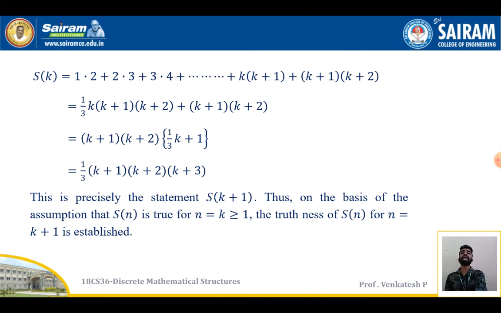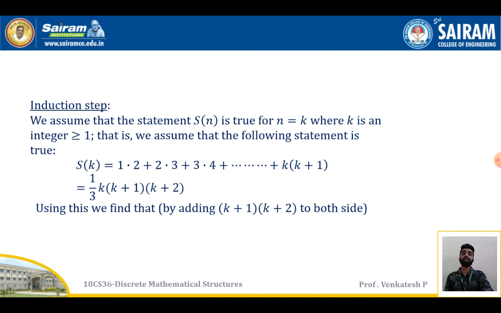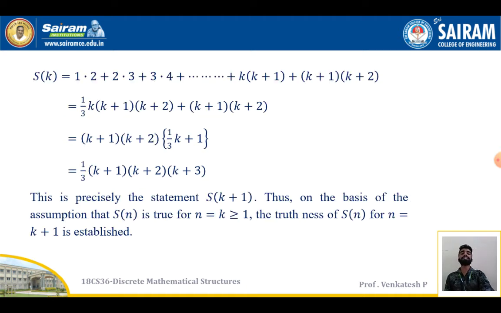For the S of k equation, I have 1 by 3 k plus 1 k plus 2. For S of k plus 1, I must have what? 1 by 3 k plus 1 k plus 2 k plus 3. So the same thing I got here, right? Hence I can conclude that S of k plus 1 is true. Therefore, on the basis of the assumption that S of n is true for n equal to k, which is greater than or equal to 1, the truth of S of n for n equal to k plus 1 is established here.